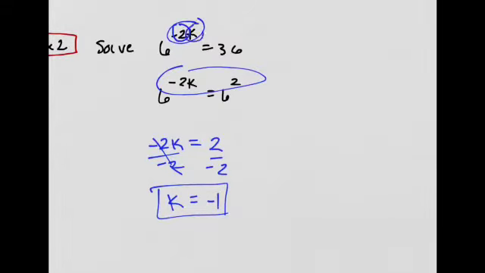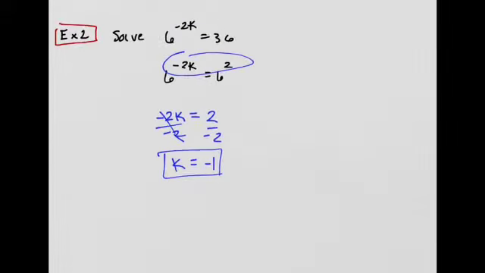Negative 2 times negative 1 is positive 2. Okay, 6 to the positive 2 is 36. That works. There we go. Easy. I'm going to do another.